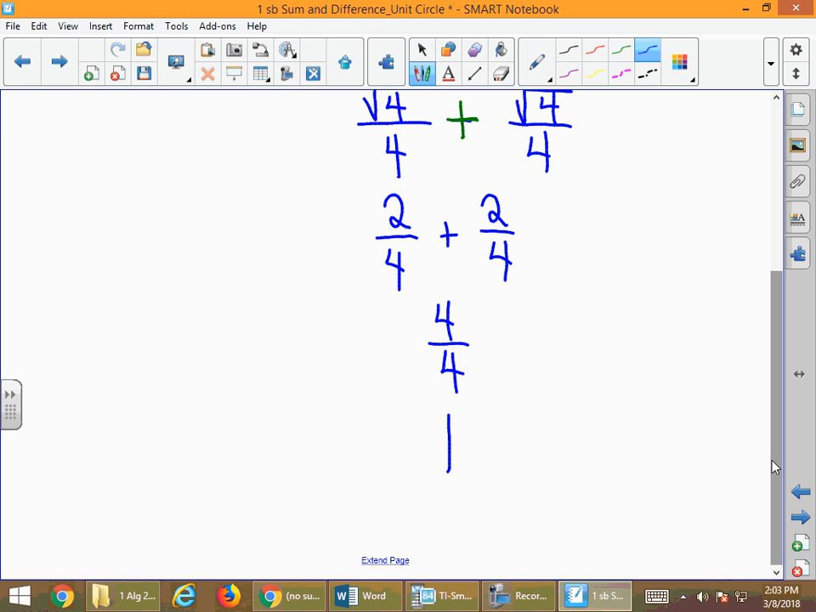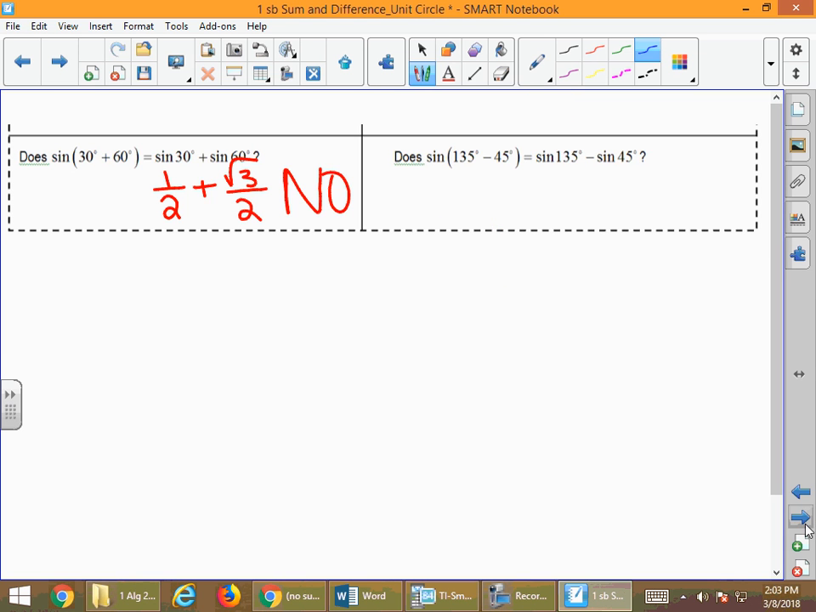If we look down at the bottom of our page, same idea here. Is sine of 135 minus 45 equivalent to sine of 135 minus sine of 45? Well, we said this was radical 2 over 2. And we said this was radical 2 over 2. Does radical 2 over 2 minus radical 2 over 2 give us 1? No. We can't break it apart like that. We need to use an identity to get things to work out.